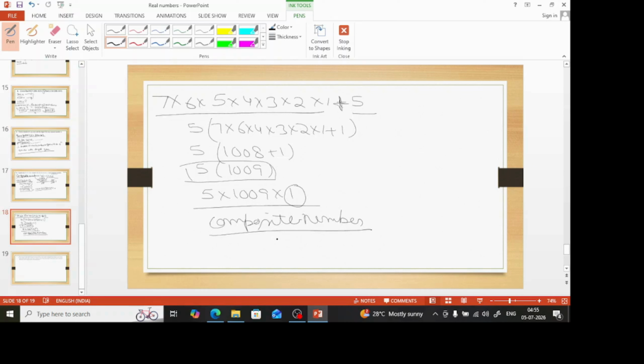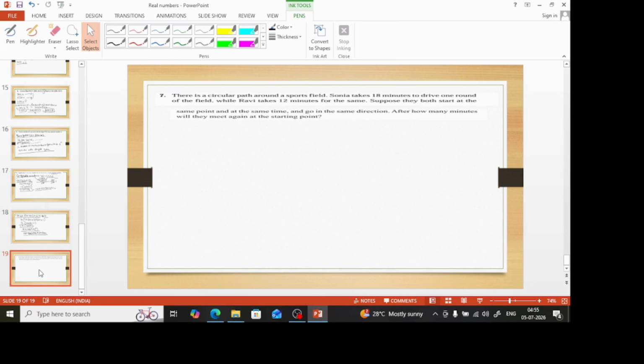Now let's move on to our question number 7. This is the last question of exercise number 1.1. Let us read the question. There is a circular path around a sports field. Sonia takes 18 minutes to drive one round of the field, while Ravi takes 12 minutes for the same. Suppose they both start at the same point at the same time and go in the same direction. After how many minutes will they meet again at the starting point?